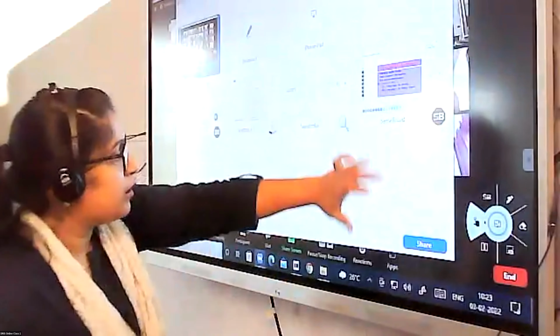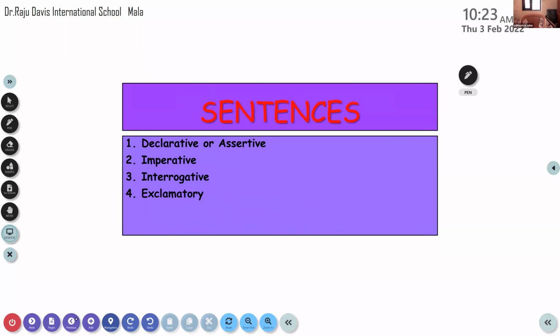Take your rule paper and write this: the four types of sentences. You need to learn the spellings.